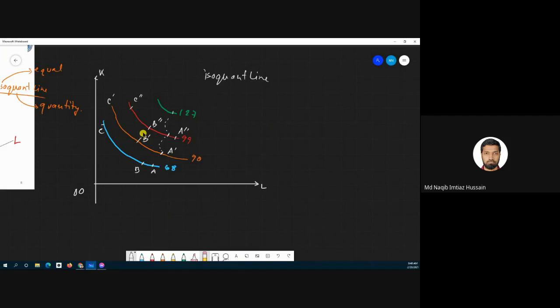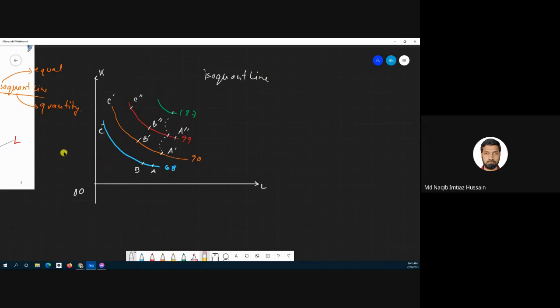Then we'll try to look into which should be your appropriate point of operation in the next graph. But for now, remember that these are isoquant lines. Isoquant lines means wherever the quantity of output is same. Okay? The output quantity is same.